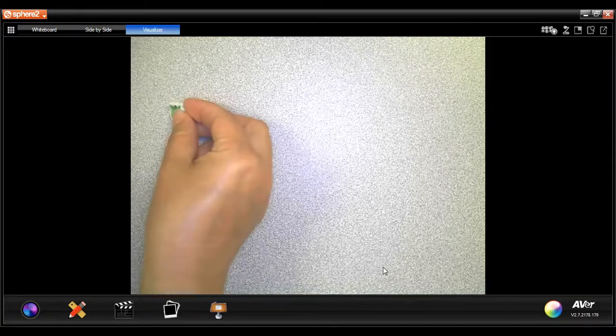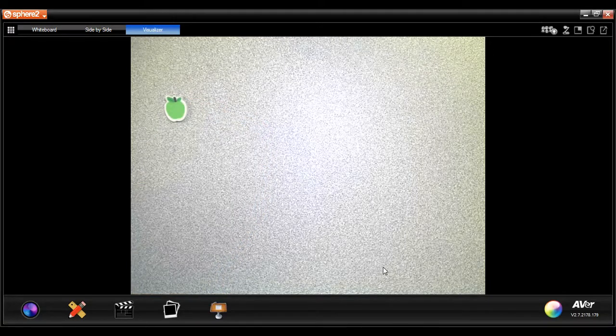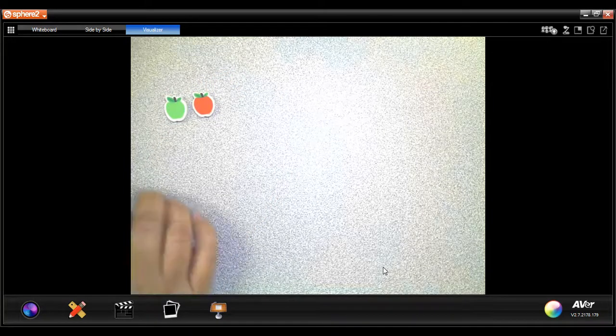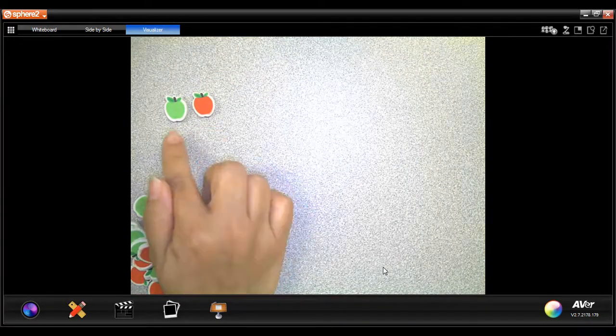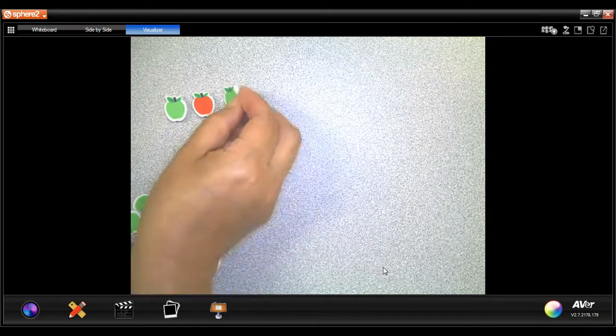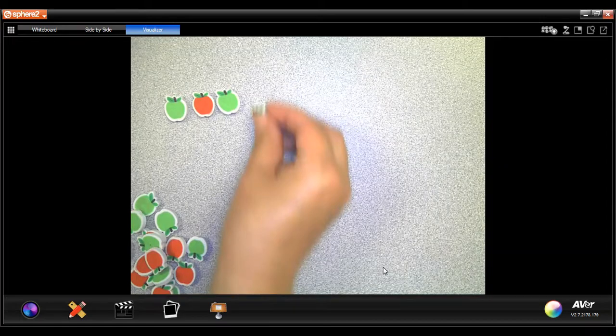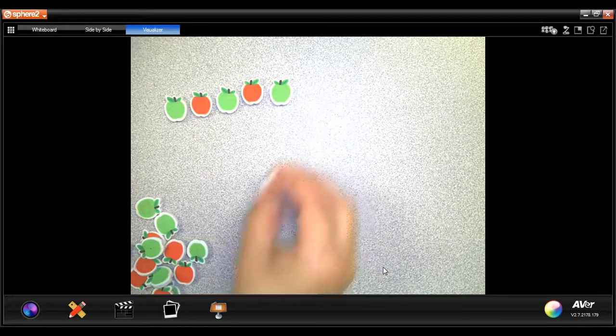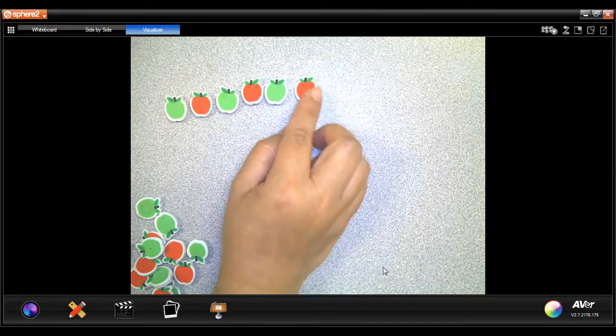You could also do it with colors. So let me see if I have different colored apples. I think I have. So we can do green apple, red apple. Okay, so that's probably going to be our rule. Green apple first, then red apple, then green apple, then red, then green, then red, right?